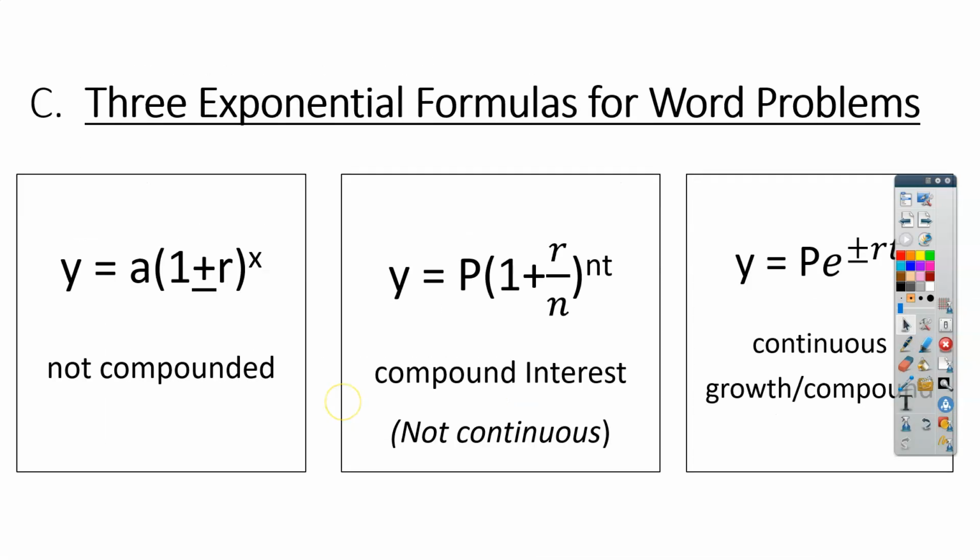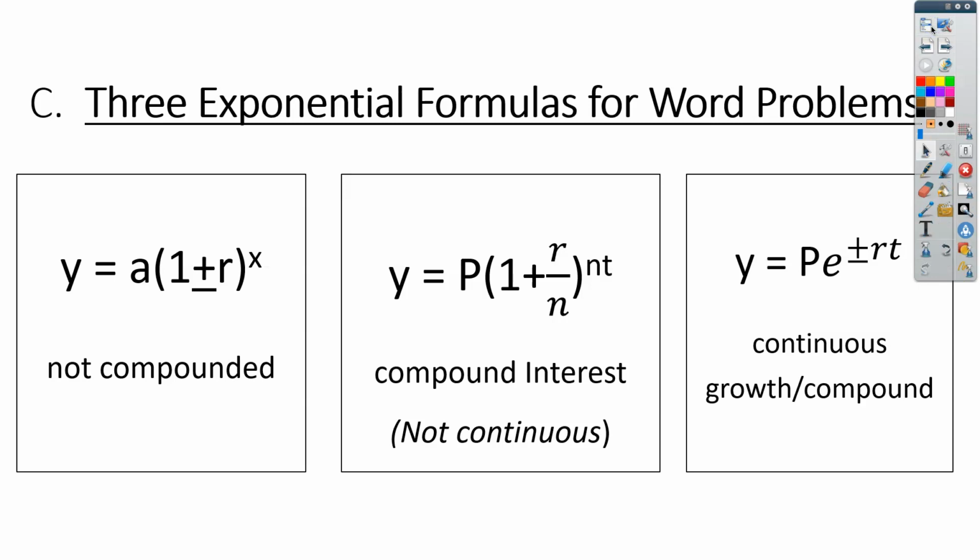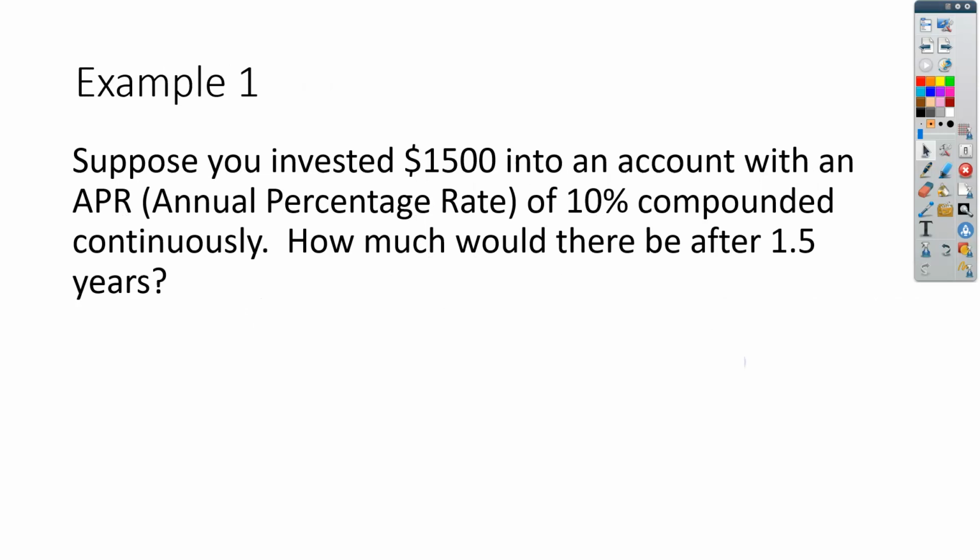There it is. When you're reading these word problems, you want to look for some key words. If you see the word compounded, it's probably the middle one. If you see the word continuous, it's the one we're working with today. If you don't see the word compounded or continuous, it's probably the one we learned back in 8.2. So we've learned three different ones when working with word problems.